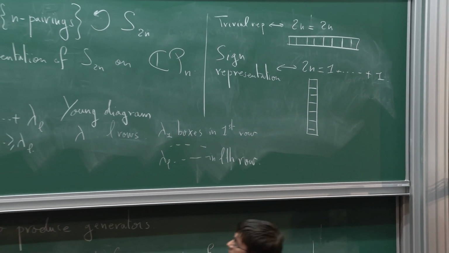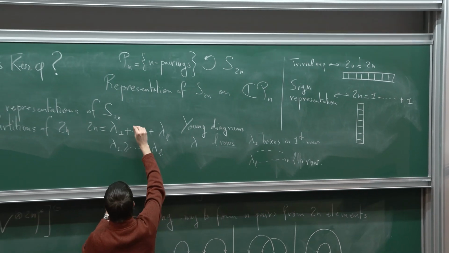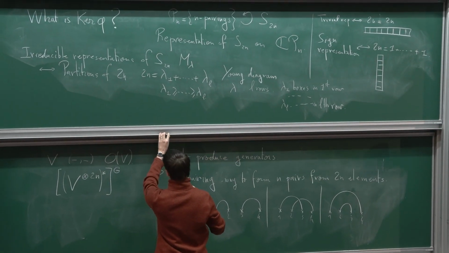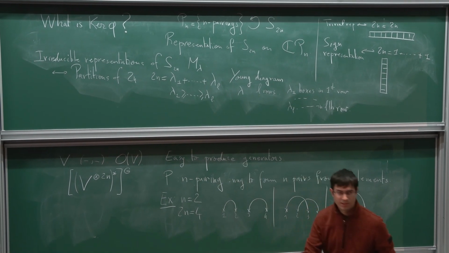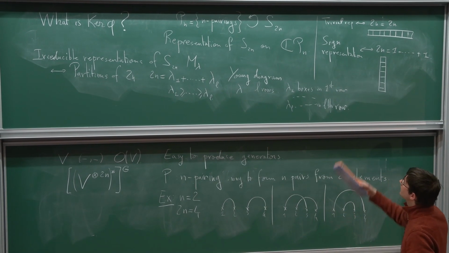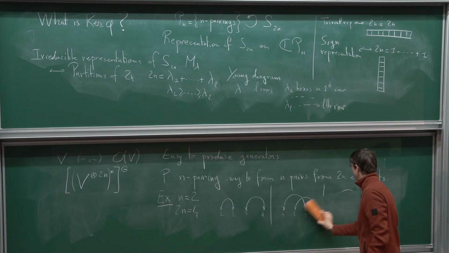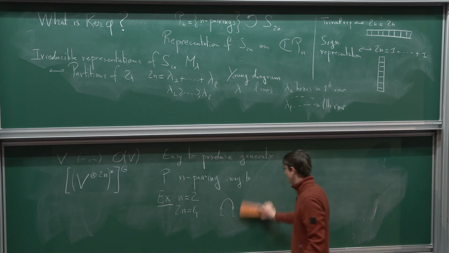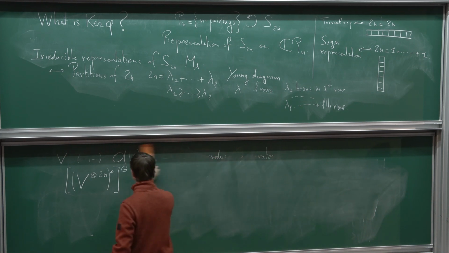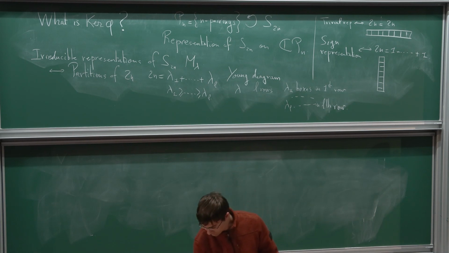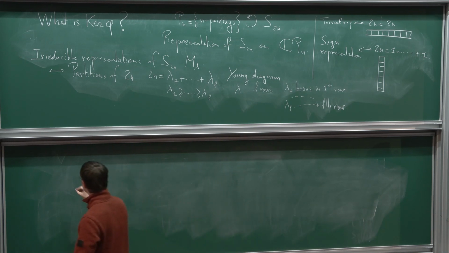Okay, and maybe let me just call m lambda the irreducible representation corresponding to the partition lambda. So this is a review of irreducible representations of a symmetric group. Now you have an explicit representation given by action on pairings, and so you can ask what are the irreducible representations which appear when you decompose into irreducibles.